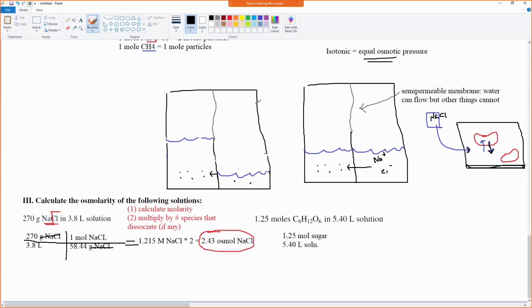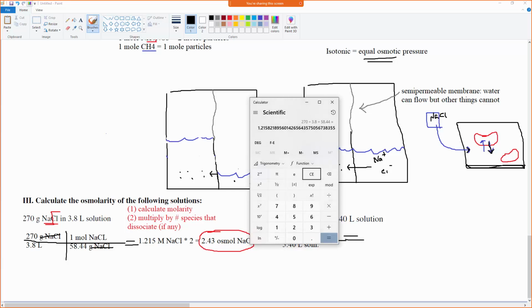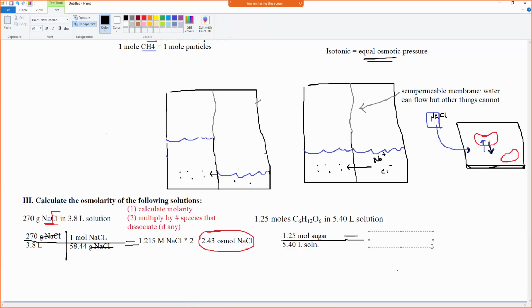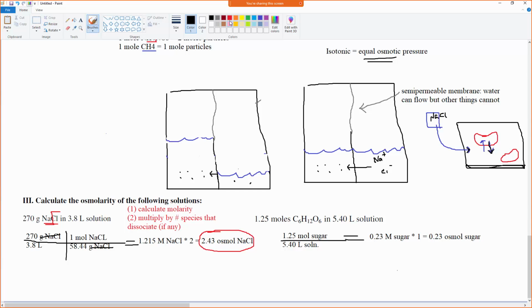Okay, that gives me moles per liter, which is 0.23 molarity sugar. And Sarah notes that it does not dissociate, so I could multiply that by 1 to give me, oh yes, it's still a 0.23 osmolarity solution of sugar. Right? Was that hard, or was that actually easier?